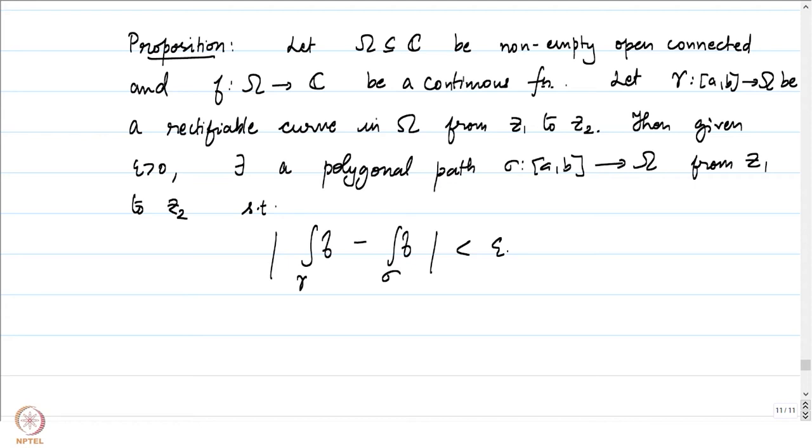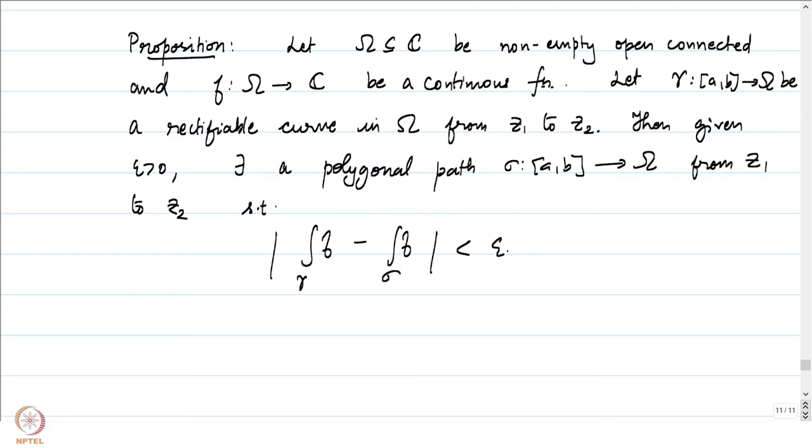If we know that the integral of f over all closed polygonal paths is 0, and if we take a closed rectifiable curve gamma, then we can get a polygonal path sigma which satisfies this condition for every epsilon. The integral of f over a polygonal path is 0 all through, and therefore the absolute value of the integral of f over gamma is less than epsilon for all epsilon positive, and therefore we get that the integral of f over gamma is equal to 0 for a closed rectifiable curve.